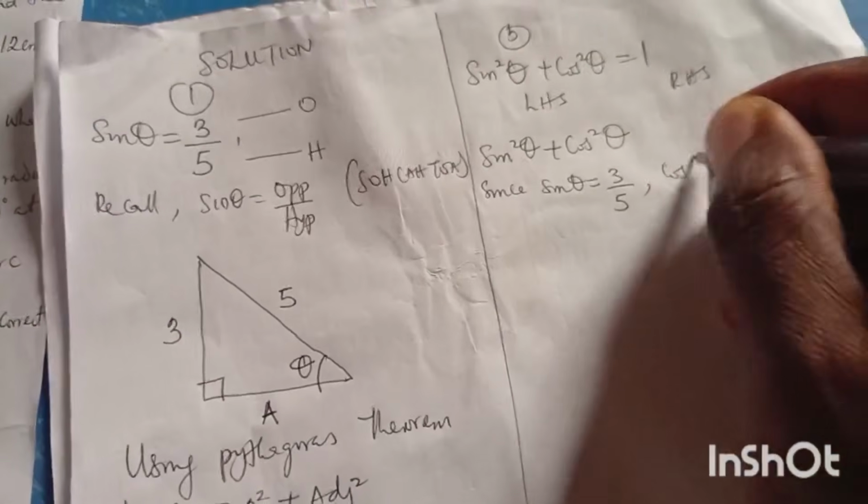And cos theta equals to what? We got it just now: 4 over 5. Please don't skip, don't do it yourself.